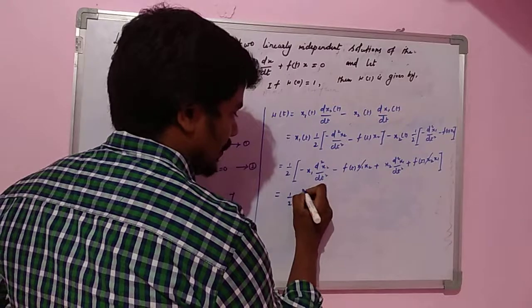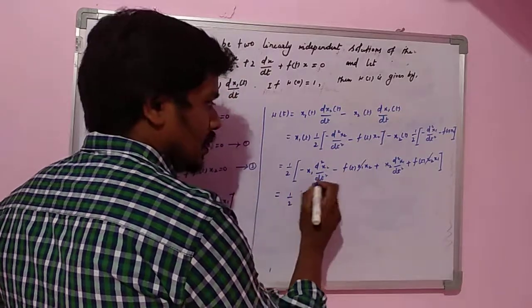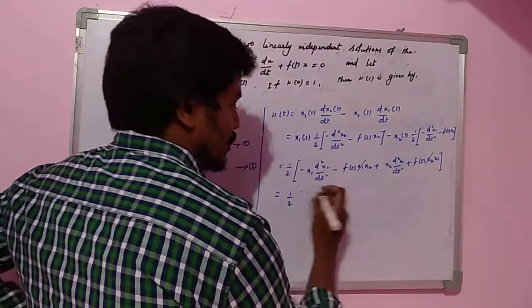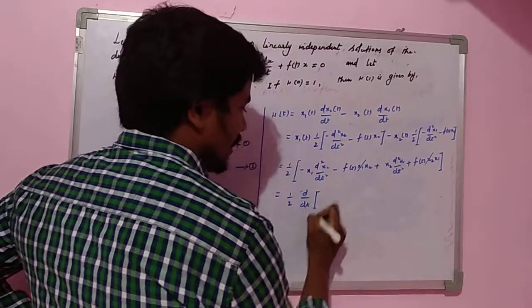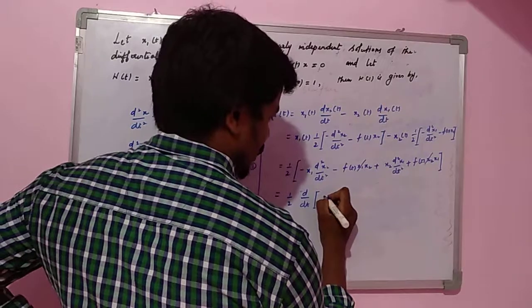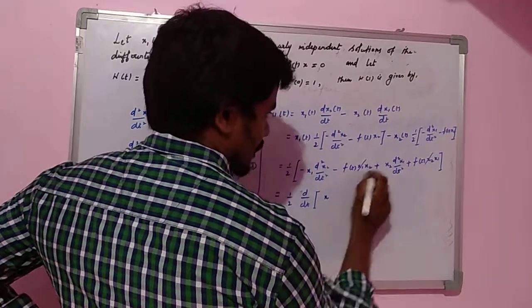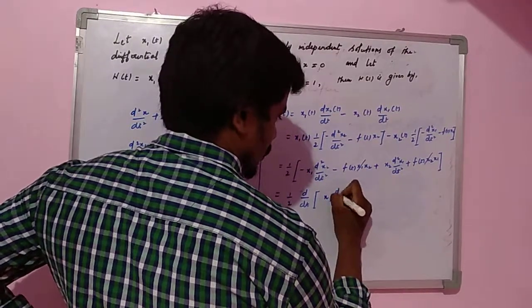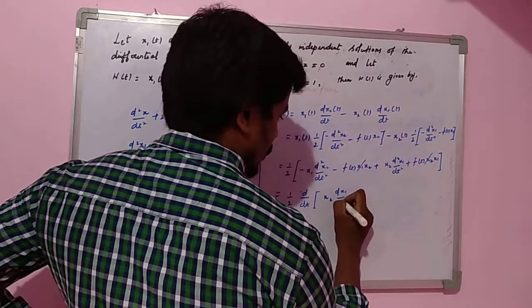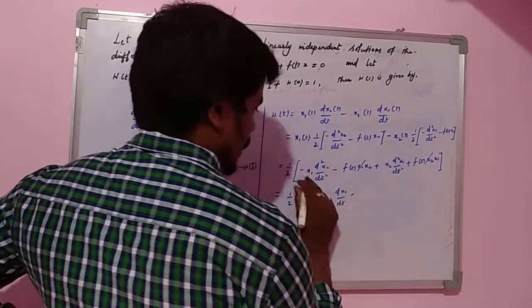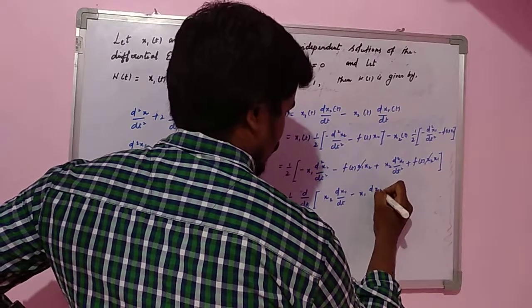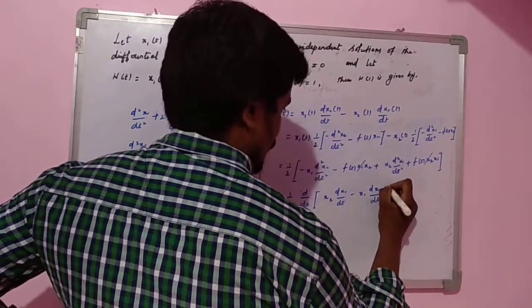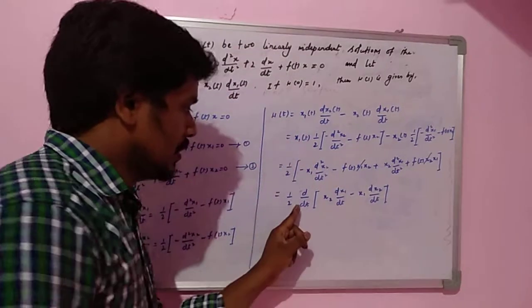Now the simplified equation, still from these two terms you can take d by dt common out. If you are taking d by dt common out, inside it will be, first write this one, x2 dx1 by dt minus x1 dx2 by dt. Now let's see.